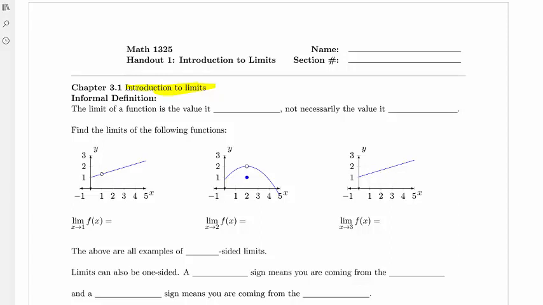All right, so the limit of a function is simply the value it approaches. It's the value it approaches, not necessarily the value it equals. All right, these are two different things. The function will approach something, but it may not necessarily equal something.